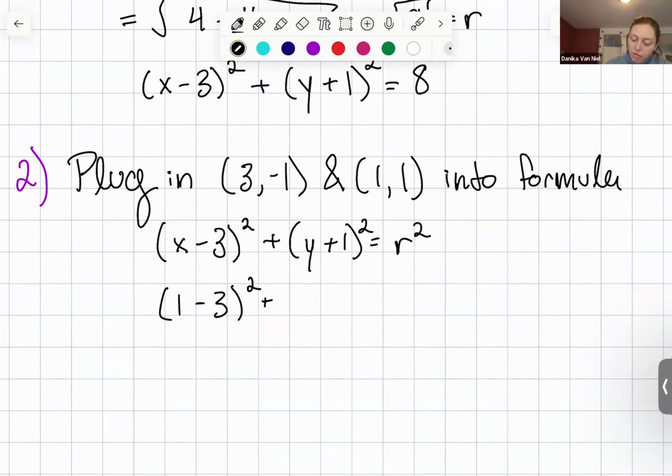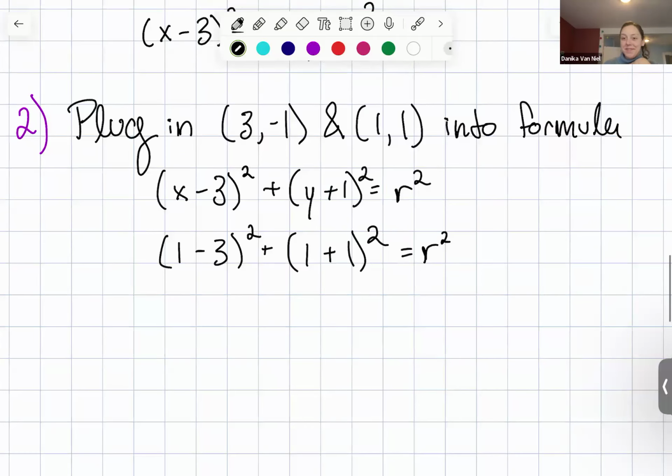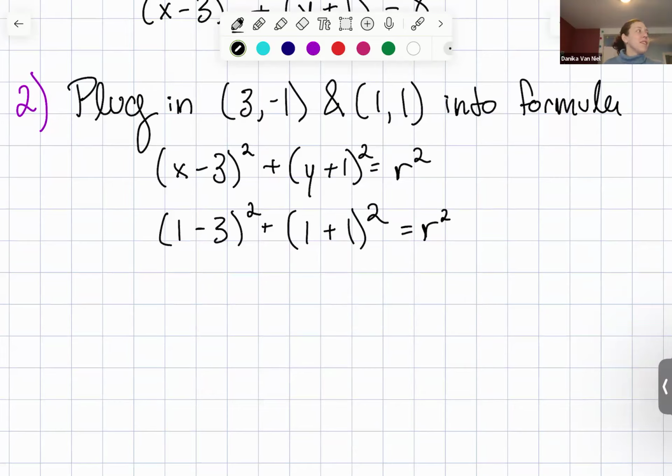And now this is not my formula for my circle in full generality. This is just me trying to solve for r. I just want to figure out who r is. So 1 minus 3. And if you notice, this looks an awful lot like the distance formula, doesn't it? Not an accident. Math is fancy like that. Well, or maybe not fancy. I don't know what words you would use for that.